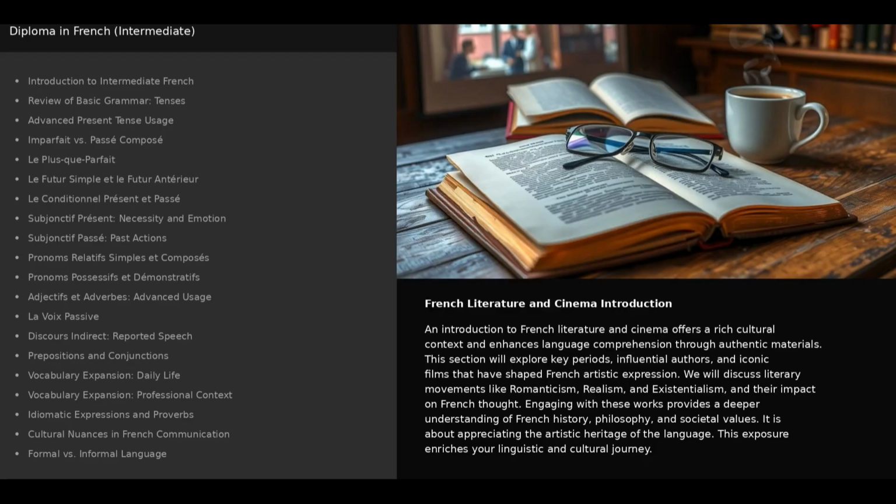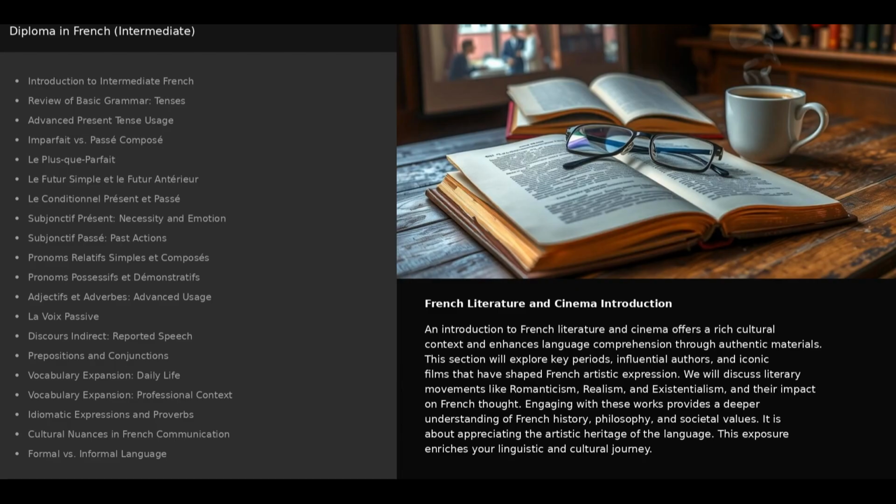French literature and cinema. Introduction. An introduction to French literature and cinema offers a rich cultural context and enhances language comprehension through authentic materials. This section will explore key periods, influential authors, and iconic films that have shaped French artistic expression.